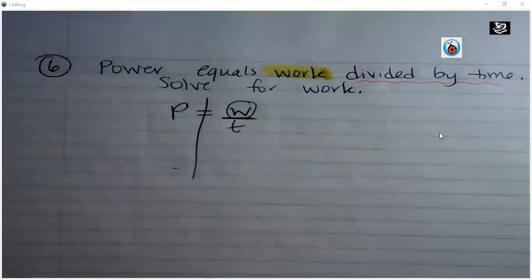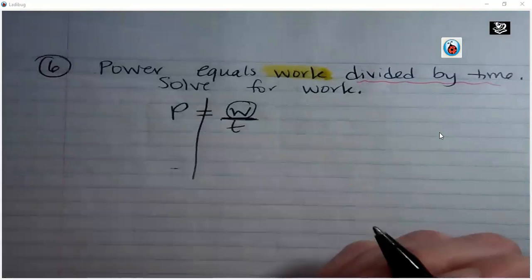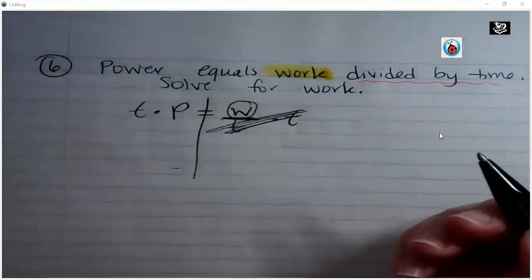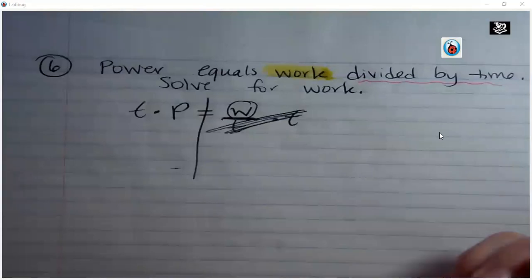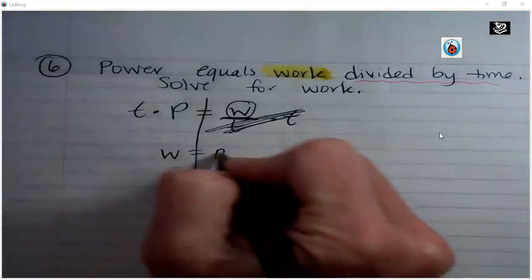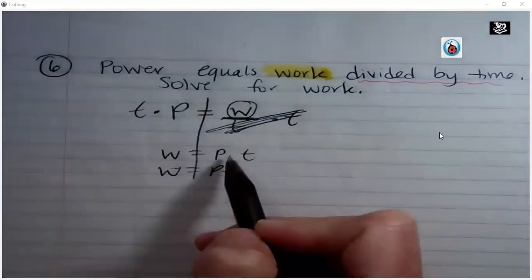All right, let me write down the people who aren't answering. Okay. Alexis, what's the opposite of dividing? Multiplying. Good. So I have to multiply by T. So those mark out. And Kamari, how would I write my answer? W equals P times T. Good. And guys, you could also just write PT. You wouldn't have to put a multiply symbol because PT means multiply.